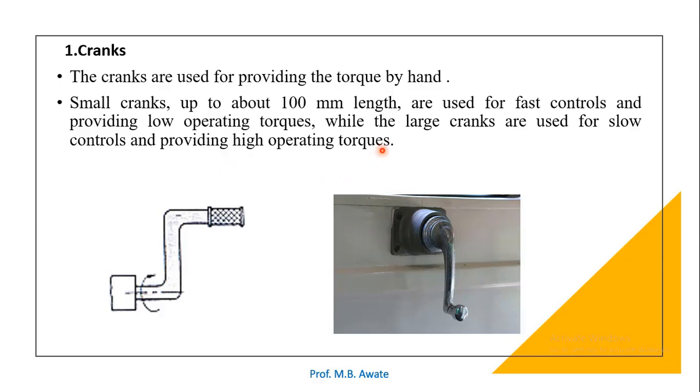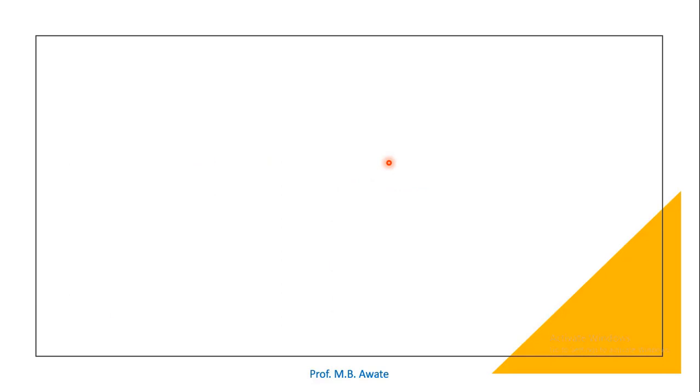So what we take away is, if the crank is small, then it can be used for fast controls, but it has low operating torque. When you are using a large crank for slow operations, the operations will be slow, and those large cranks will be providing the high operating torques.